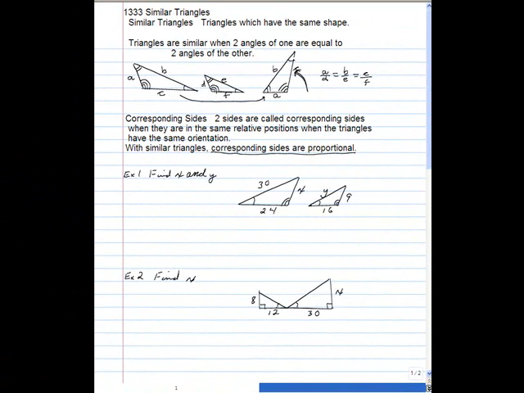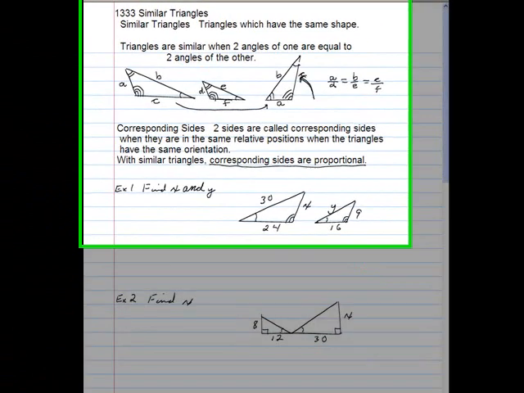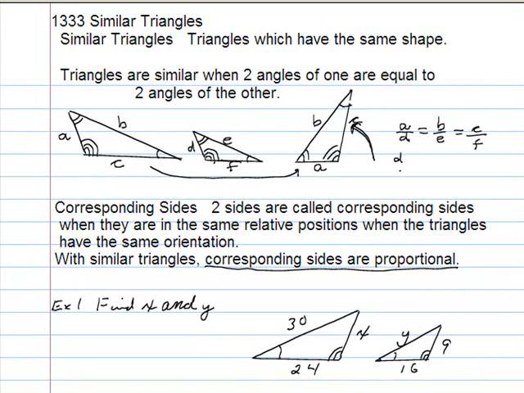If I wanted my first ratio instead of A to D to be D to A, that would be fine. That's a small side to a big side. But as I write my other ratios, I have to keep that the same. So if I want the ratio between E and B, I still have to put the small side over the big side. And if I want the one between C and F, I still have to put the small side over the big side. So once you've established a big to small or a small to big, you have to keep that up as you write your ratios.